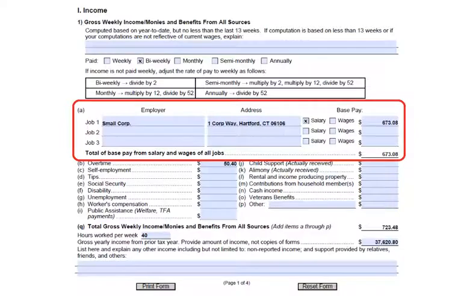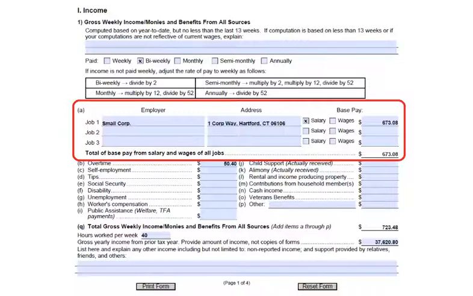In the section labeled Employer and Address, enter the name of your employer and address on the line labeled Job Number 1. Check the appropriate box to indicate if you receive a salary or wage. Enter your weekly base salary or wage received on the line provided. For example, if you earn $250 a week as your base wage, enter $250 on the line. Salary is usually an annual amount of money paid by an employer in fixed regular payments.